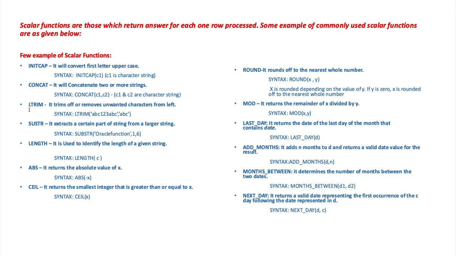Third one is LTRIM. The LTRIM function trims off or removes unwanted characters from the left. Syntax is given here: LTRIM inside parentheses. Suppose we have a string abc 123 abc and we have to remove the first abc, then we provide here comma abc. It will remove the unwanted characters, that means the abc, from the left.